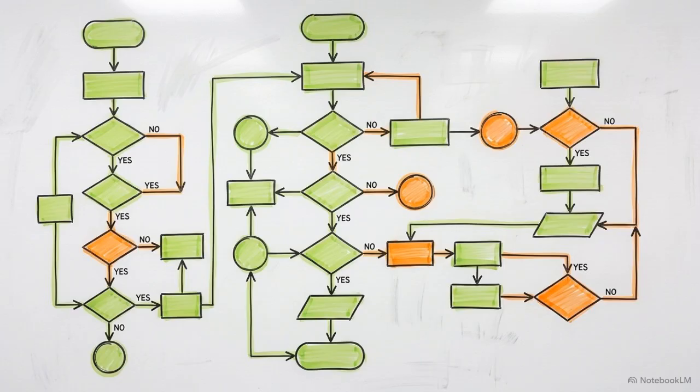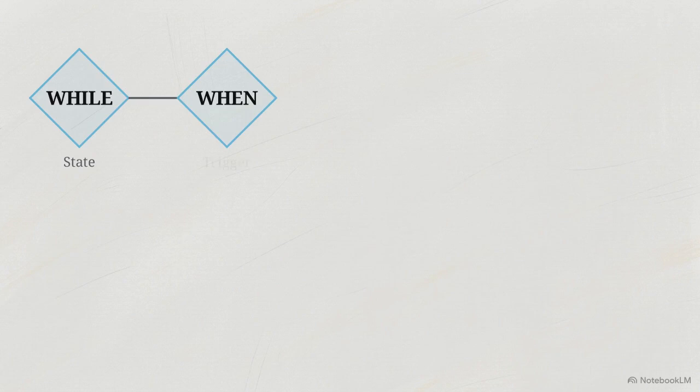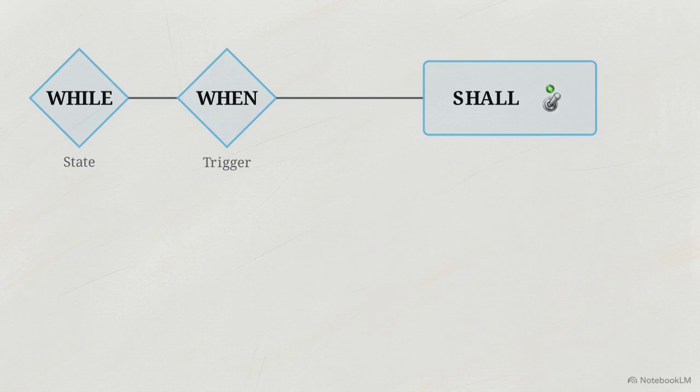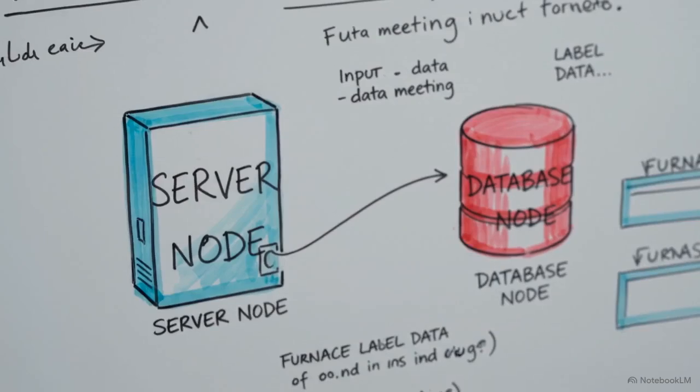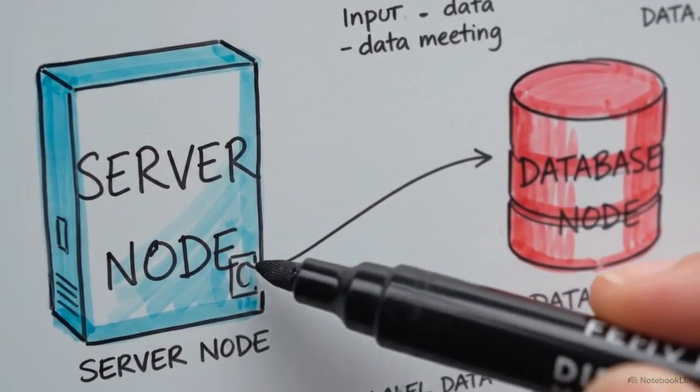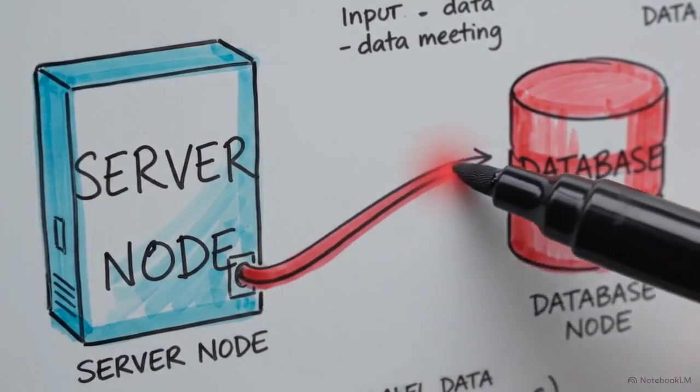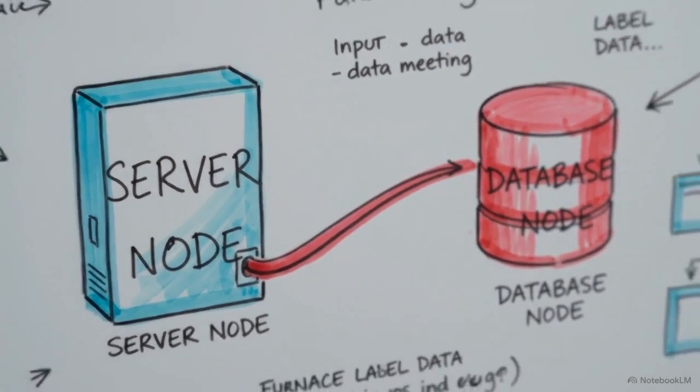To handle the specific timing and triggers of that action, engineers use the EARS methodology, the easy approach to requirement syntax. EARS locks down logic using capitalized keywords. While defines the network state, when captures user action, and the system shall mandates the physical response. By requiring an if-then pattern, you dictate exactly what the application must do if encryption times out and fails. Forcing language into these strict skeletons removes all assumptions. It translates a vague feature request into a physically mappable system state.